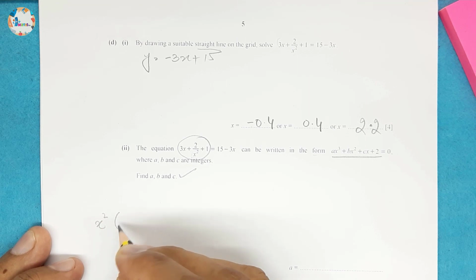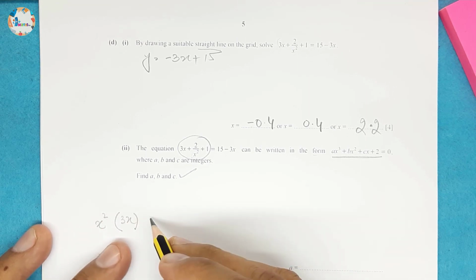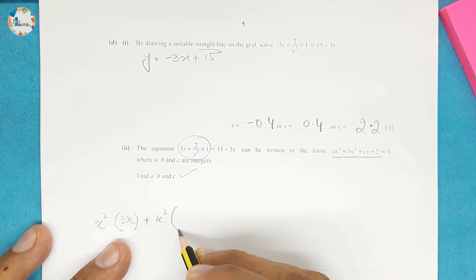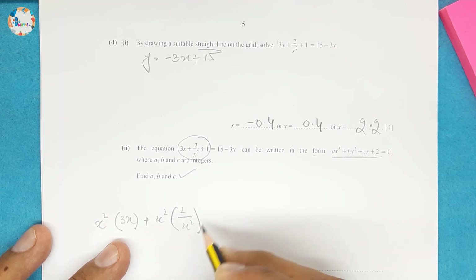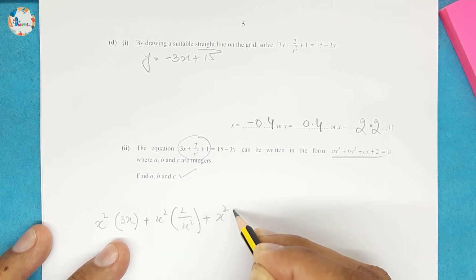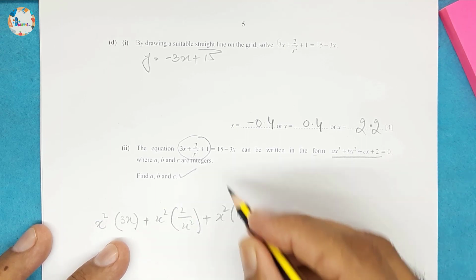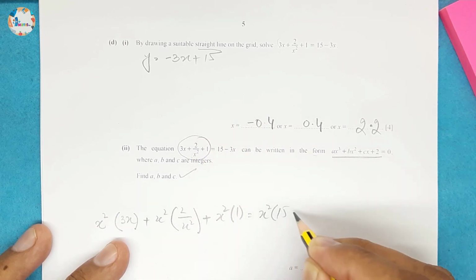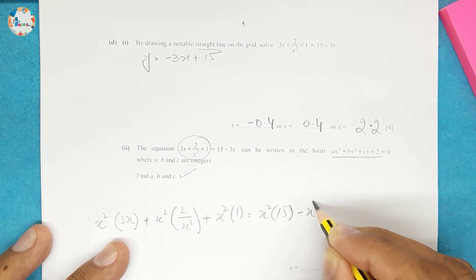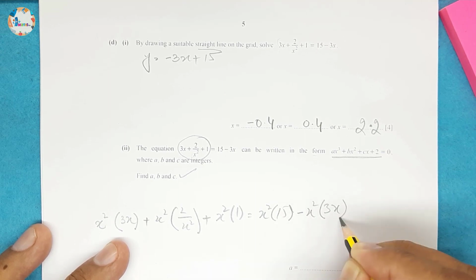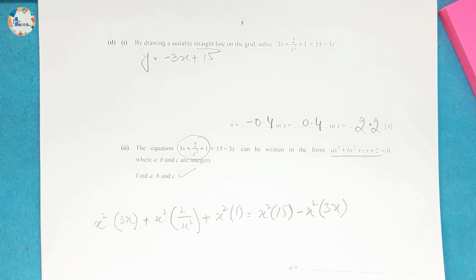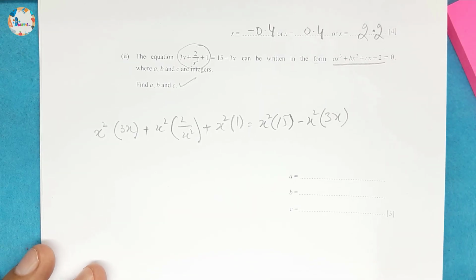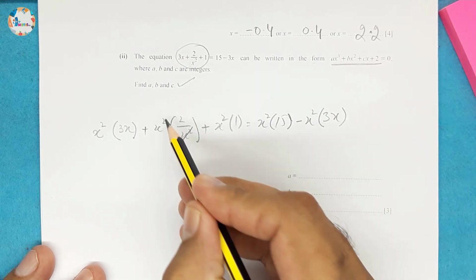So x squared into 3x, plus x squared into 2 over x squared, and plus x squared into 1. So each term we are multiplying by x squared, so x squared into 15 and minus x squared into 3x. So now I'll move the page. So now we can cancel this.